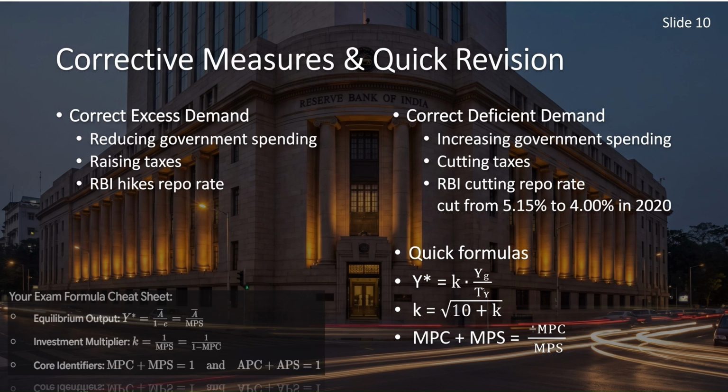To fix excess demand inflation, things get upside down. The government reduces spending, raises taxes, reduces subsidies, and the RBI raises interest rates to cool down overborrowing. For your exam formula, there is the cheat sheet. Look at the corner of your exam formula cheat sheet. It provides you the key formulas that are required.